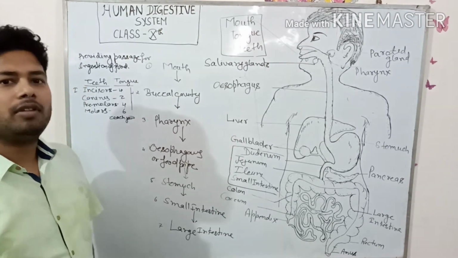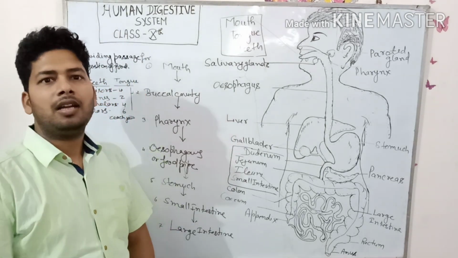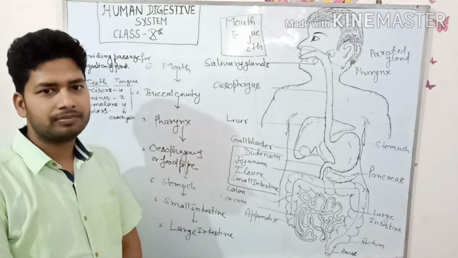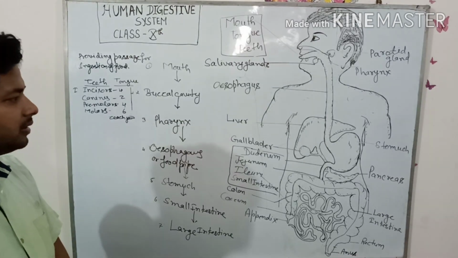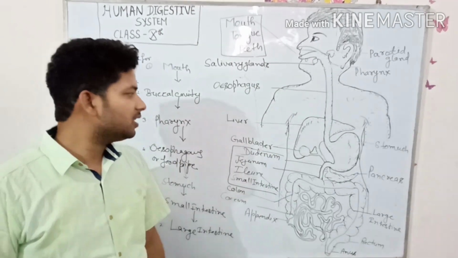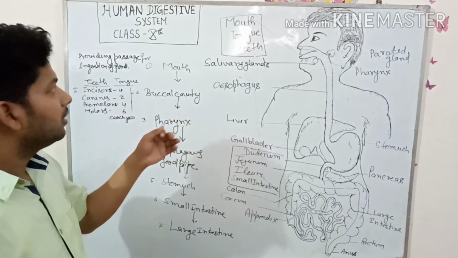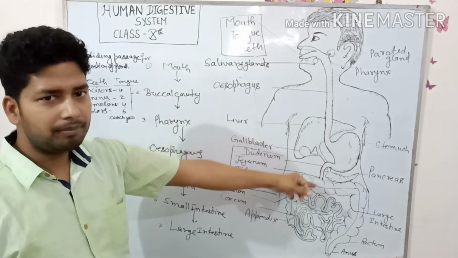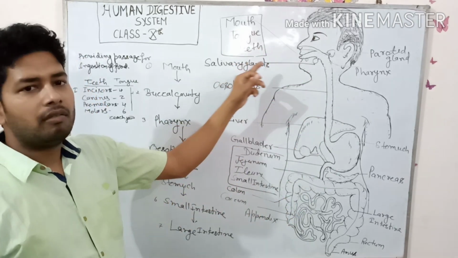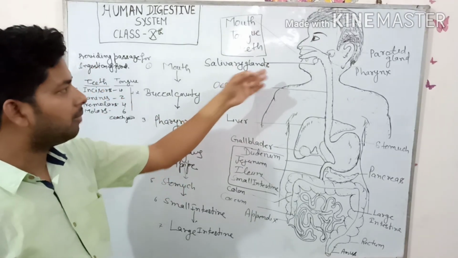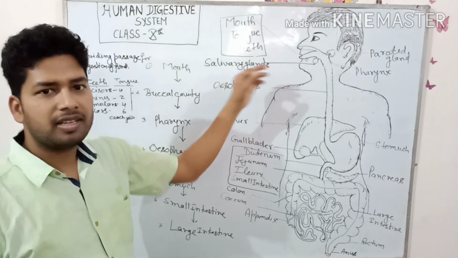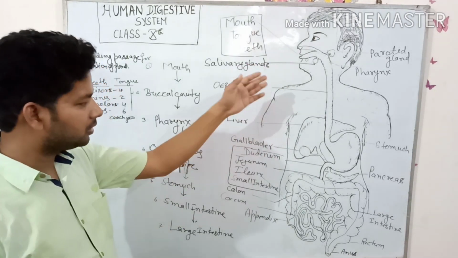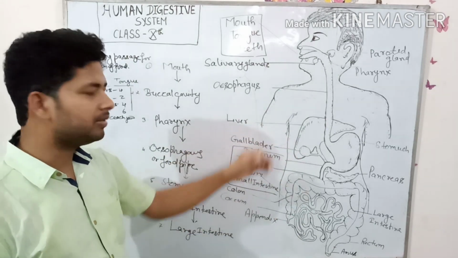Today we will discuss the human digestive system of class 10th. Guys, you know what? In the digestive system, here is the diagrammatic condition, the complete labeled diagram, and we will discuss their parts as well as their functions further. So let's start with the description and labeling of this.